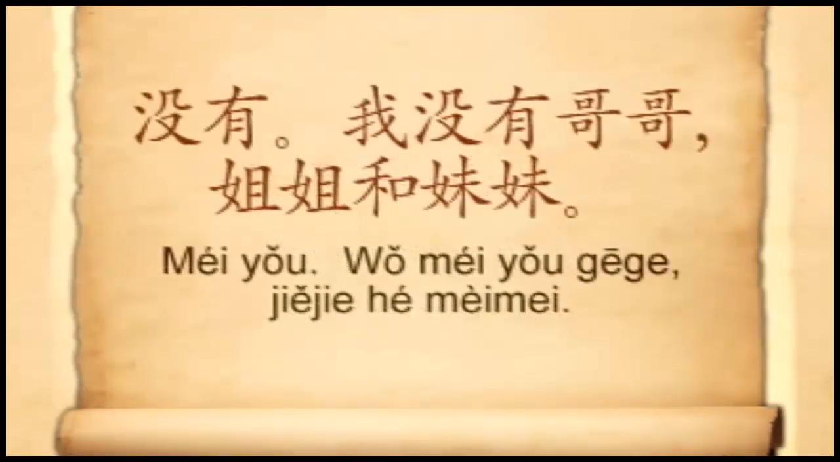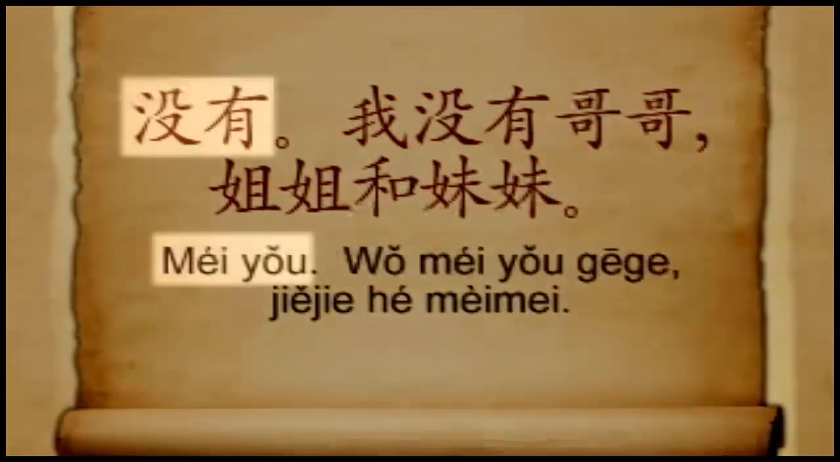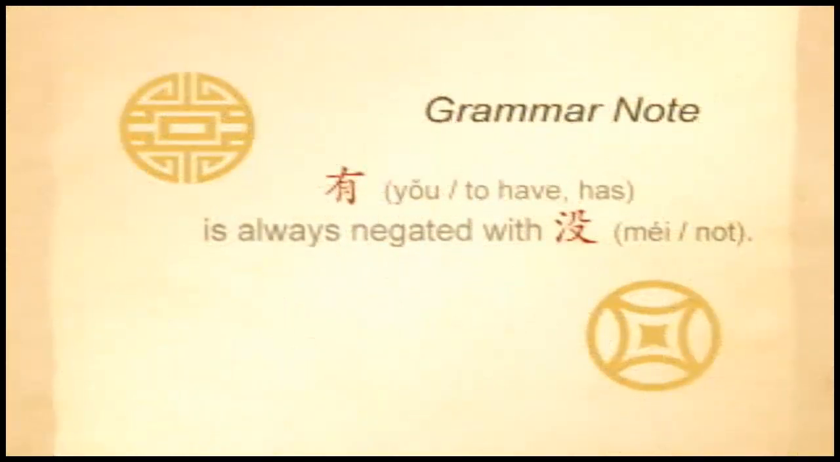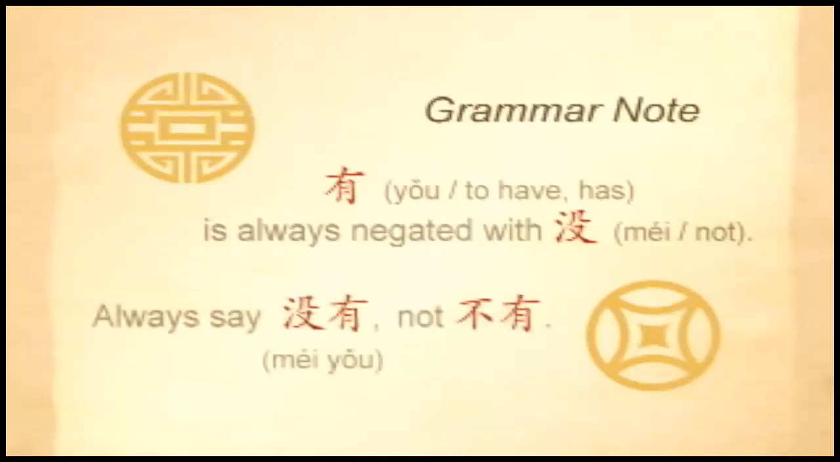没有，我没有哥哥、姐姐和妹妹。What did you hear? You heard 没有。没有 is a negative form of the verb 有。有 is always negated with 没, meaning not. So we always say 没有 and not 不有。Let's learn to say the sentence.